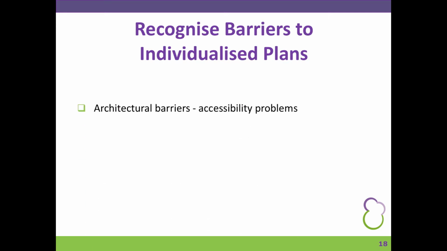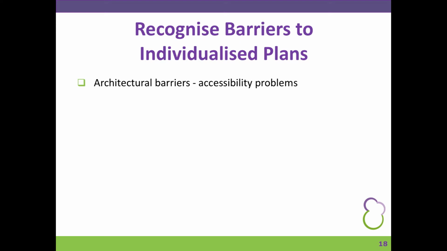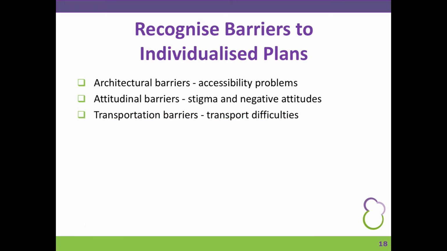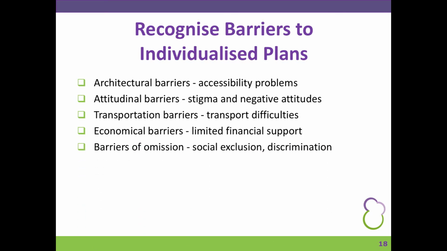There can be architectural barriers, such as accessibility problems like trouble accessing a building. There can be attitudinal problems and barriers. This is around stigma and negative attitudes of people within the community. There may be transportation barriers. The client may not be able to get to and from the activity they wish to go to. There may be economic barriers. This may be due to limited financial support and funds. And there may be barriers of admission. This includes social exclusion and discrimination of people.